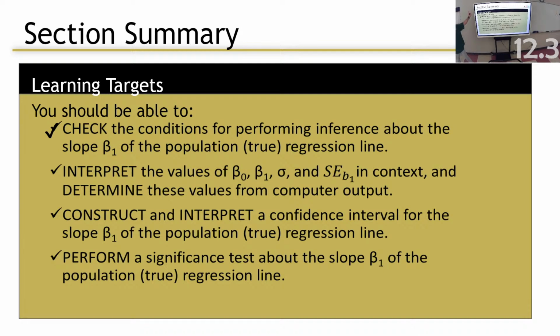Interpret the values of beta, B, and alpha, A. You need to know how to interpret those values. Construct and interpret a confidence interval. Perform a significance test. You should be able to do all of those. Hopefully your homework will give you a little bit of this. That's all we need for this lesson.